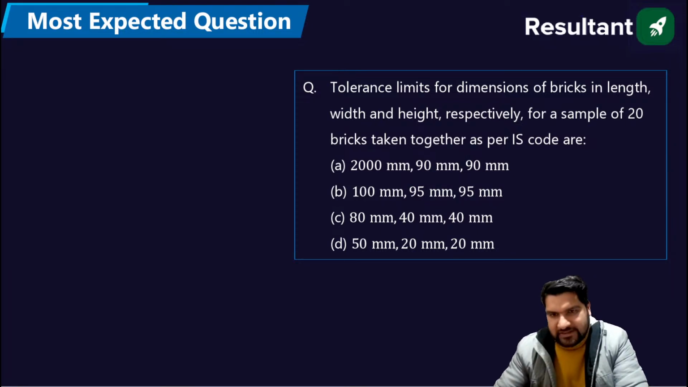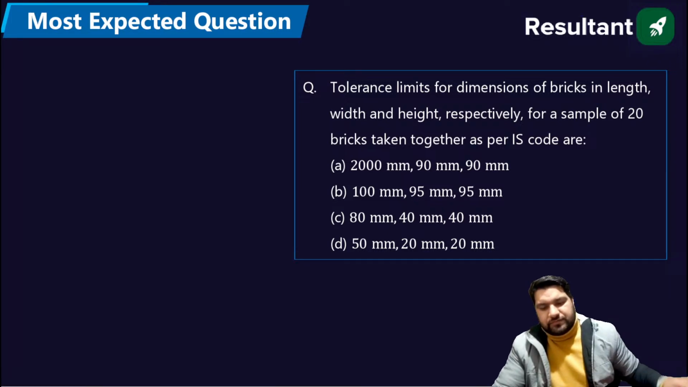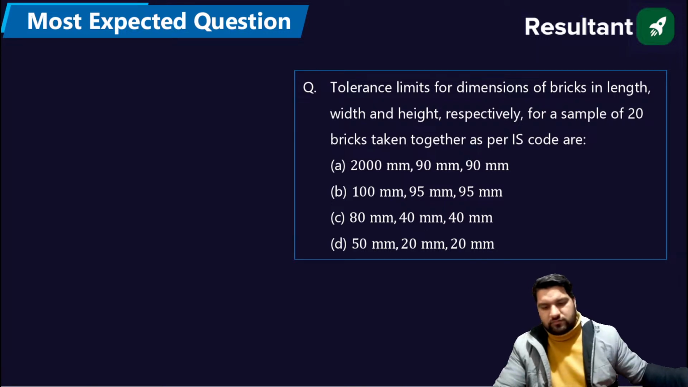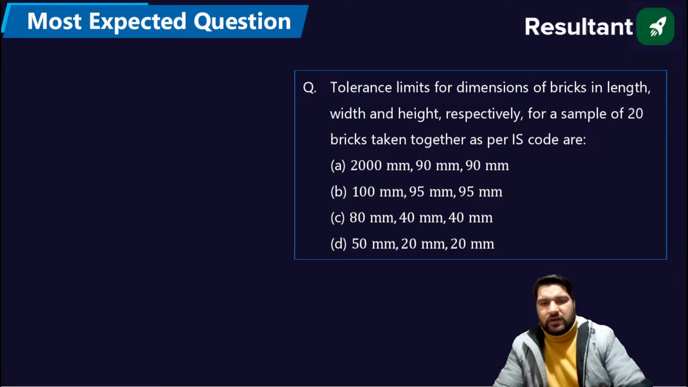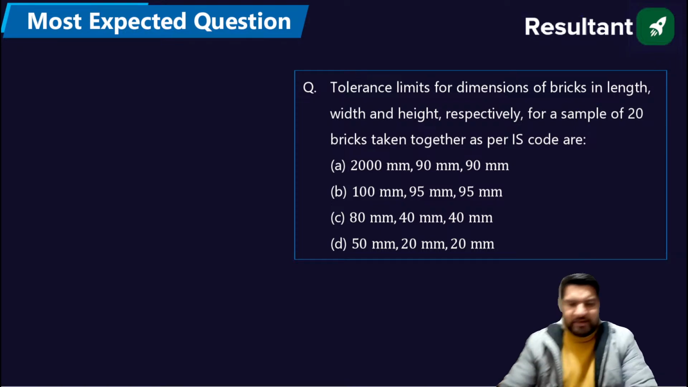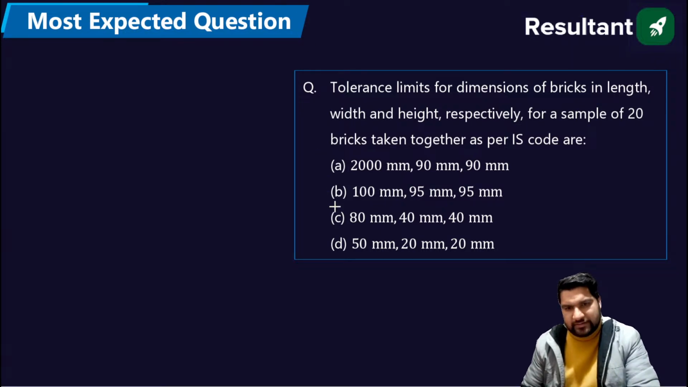Limit of tolerance for the dimension of brick in length, width and height respectively for a sample of 20 bricks. So it is a sample of 20 bricks. What is the answer? Tolerance limit for the dimensions of the brick in length, width and height for 20 bricks. It will be 80, guys, it will be 80, 40 and 40. Absolutely correct. 80, 40 and 40. So the right answer is C. Next.